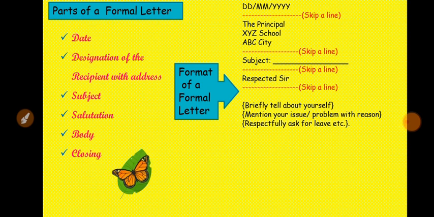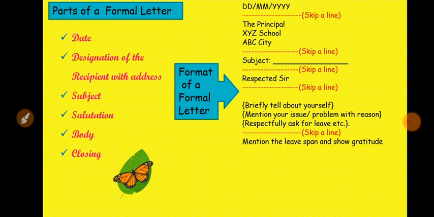And after this you will again skip a line and you will write another part, the final part of the body. This is still the body. You will mention the leave span and show your gratitude, where you write, so kindly, I shall be extremely grateful to you if you grant me a leave for 2 days. So that's the body of the letter. Again you skip a line.